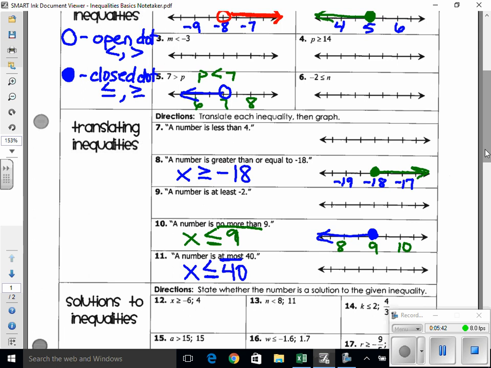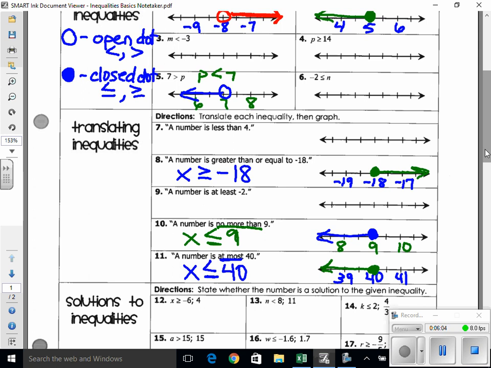Okay, so sometimes the wording is not exactly the way it sounds. If you stop and put it into a real life situation though, it would make more sense to you. So 40 goes on the number line, 39 below it, 41 above it. This would be a closed circle on 40, and less than or equal to would be left. Okay, so you'll be responsible for the other ones in that section.